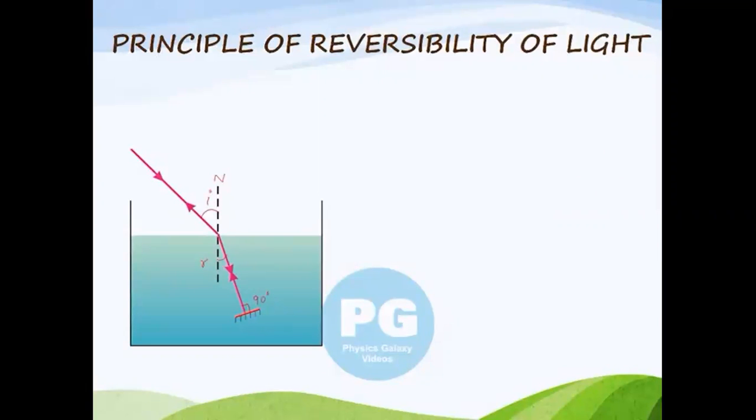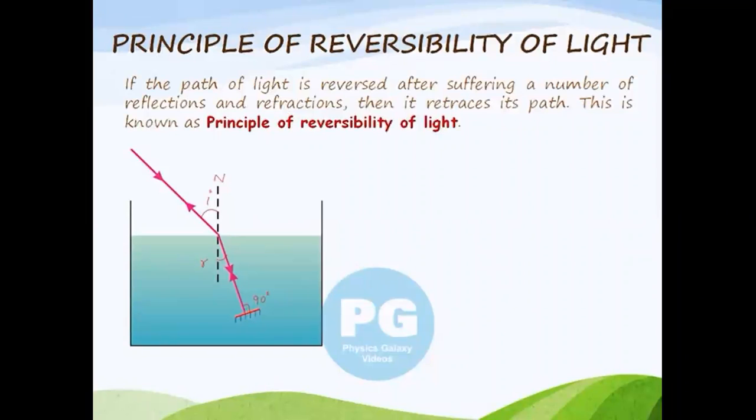Again, when this light ray strikes the interface, now this is going from a denser medium to a rarer medium. So it will bend away from the normal, along the same path it came. This is the principle of reversibility of light, that states, if the path of light is reversed after suffering a number of reflections and refractions, then it retraces its path. This is known as the principle of reversibility of light.